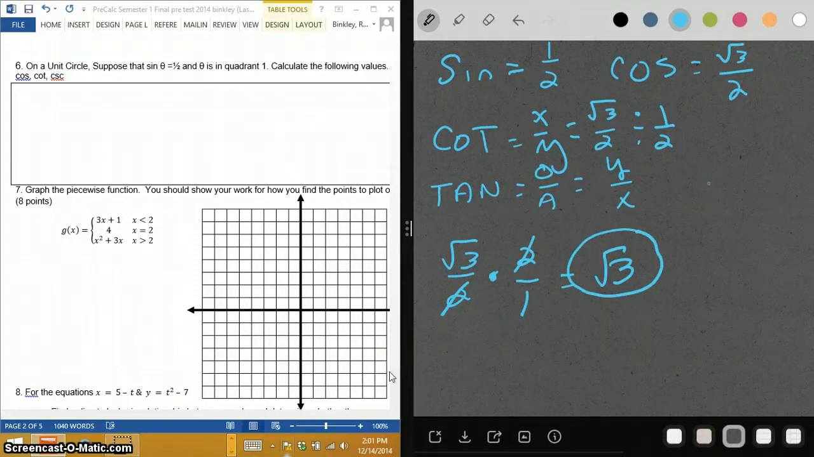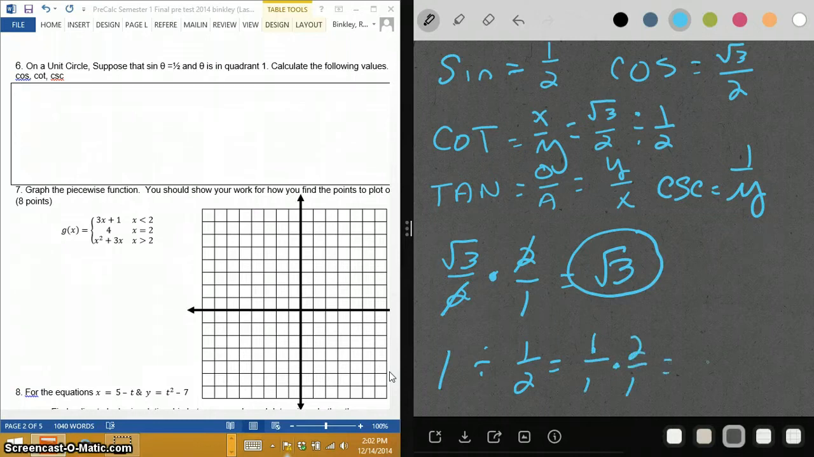And then my cosecant, I know that my cosecant is equal to 1 over y, which is 1 divided by 1/2, which is the same as 1 over 1 times 2 over 1, which is just 2.